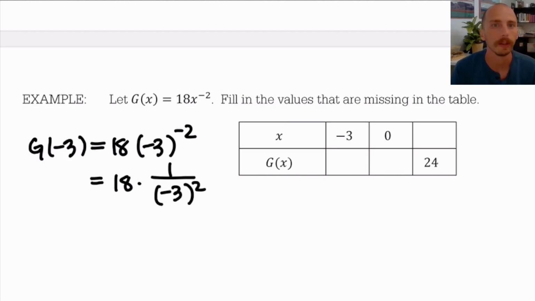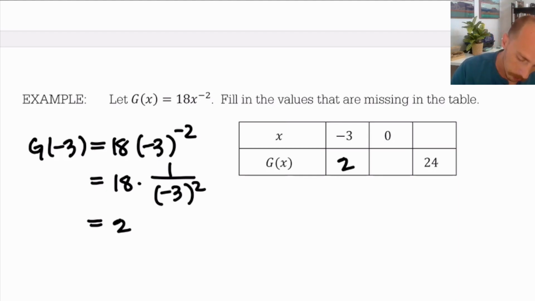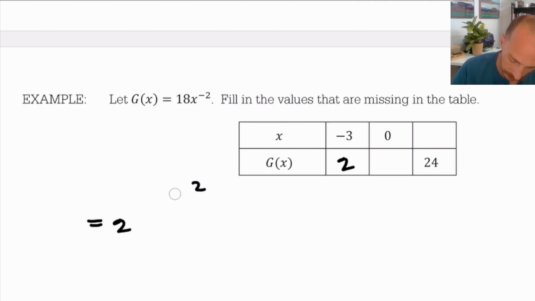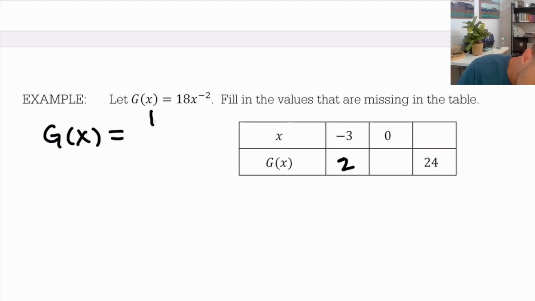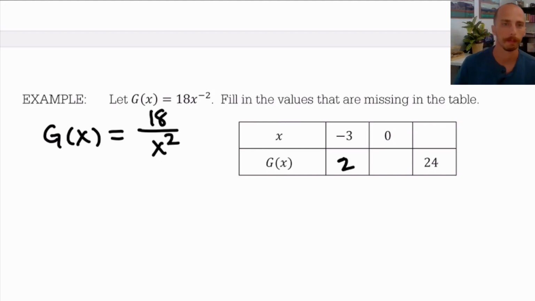It doesn't make the number negative, it's just going to make the power negative, which means it's in the denominator of a fraction. So over here, -3 squared is 9, so that's 18 divided by 9, and that'll equal 2. And so I just fill in that table right there. But what's really happening here is x to the -2 is like dividing by x squared. What we could do is rewrite g of x, and that would make it much easier to evaluate, at least in my opinion. So I might rewrite this as 18 over x to the 2 and work with that.